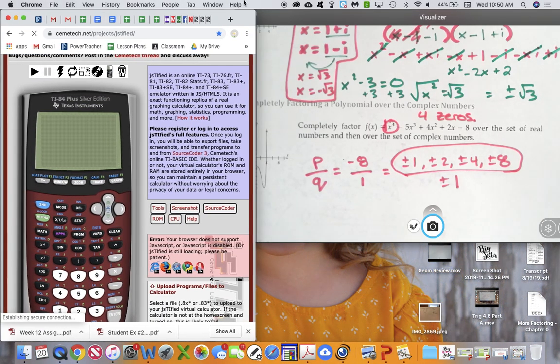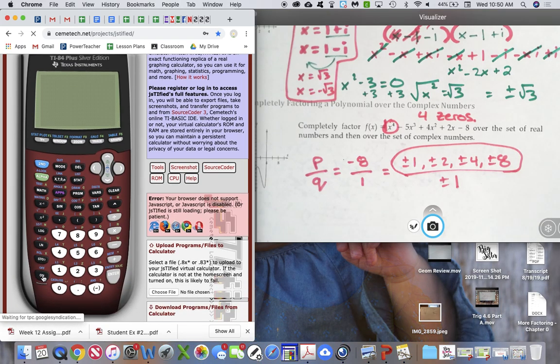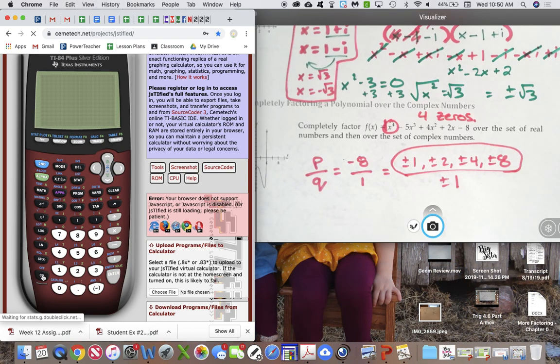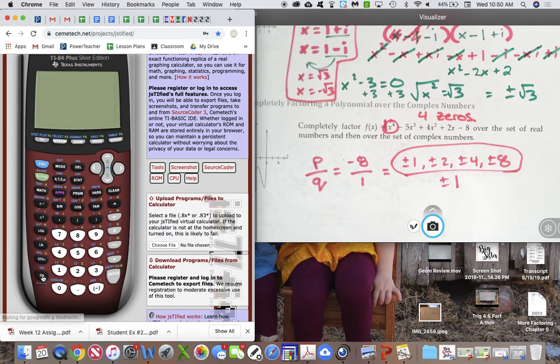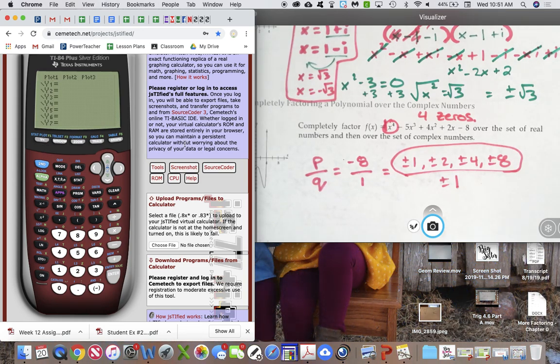All right, here's how you use your calculator to do this. Turn your calculator on. Hold on, mine's not on. Just turn it on. There we go. Okay, go to y equals and type your equation in.